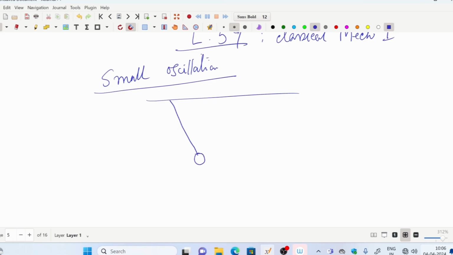To remind you, let me draw the pendulum again. It was two simple pendulums connected by a spring of spring constant k, and the mass of each pendulum was m, and the length was L. We obtained the Lagrangian of this system, and then we found the normal modes.